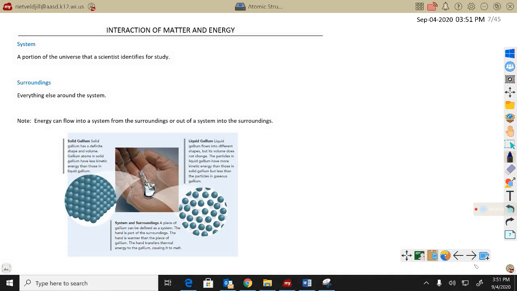So we talked about matter, we talked about energy, and now I should mention that they can interact with one another. And so we use these terms system and surroundings, and we'll use them throughout the entire year. The system is like what you're trying to study, and the surroundings are just that, whatever's surrounding it.